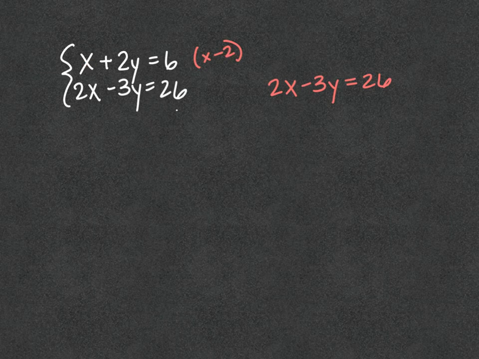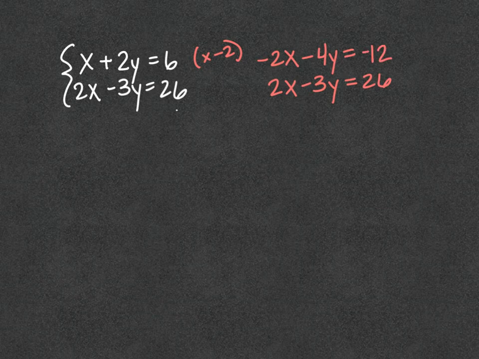So a negative 2 times x is negative 2x. Negative 2 times a positive 2y is a negative 4y. And a negative 2 times 6 is negative 12. Now I simply add those together. You'll see the elimination happens right here. I have a negative 2x, you add 2x to it, and it's gone. That's why I did that.